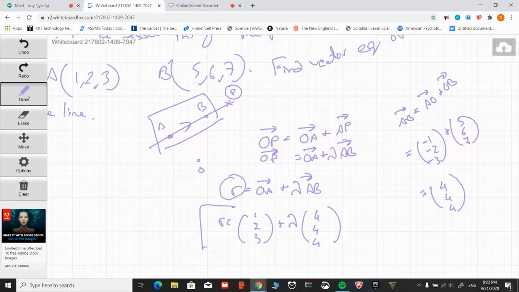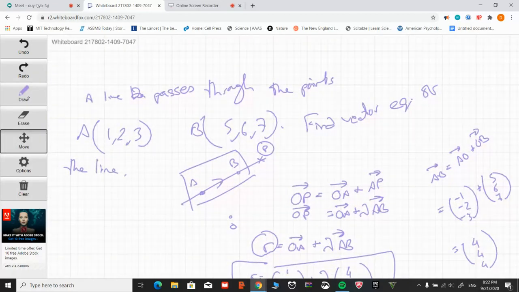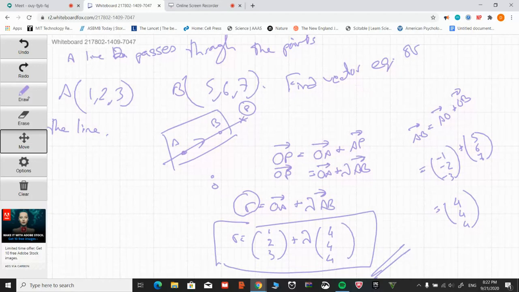You can write the answer in this way, or you can even use the IJ form. We say this is the vector equation of this particular line.